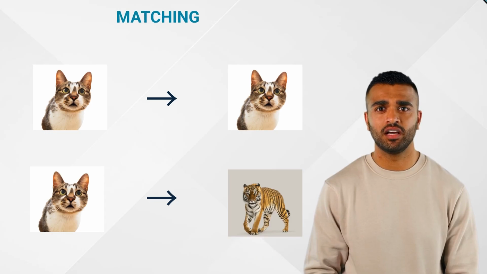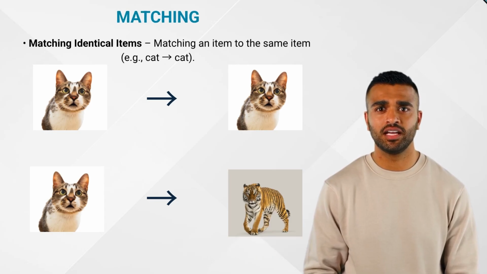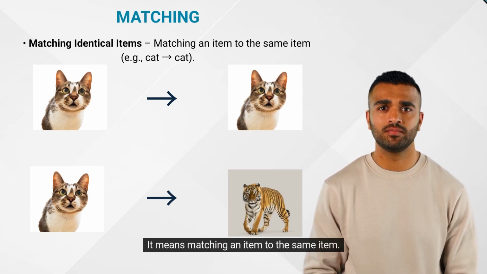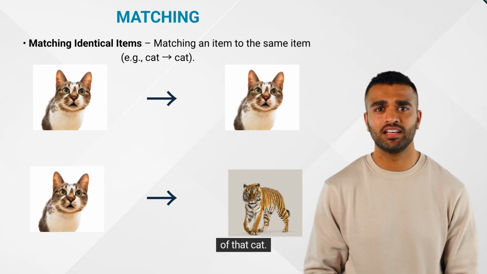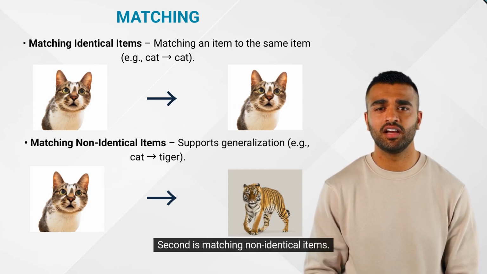Next is matching. First is matching identical items. It means matching an item to the same item. For example, a learner is given a picture of a cat and is expected to match it to the identical picture of that cat. Second is matching non-identical items.